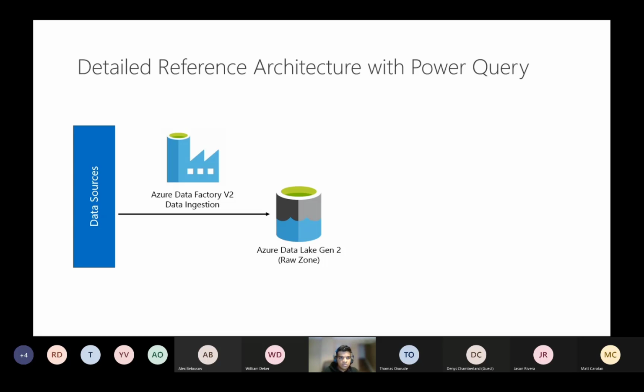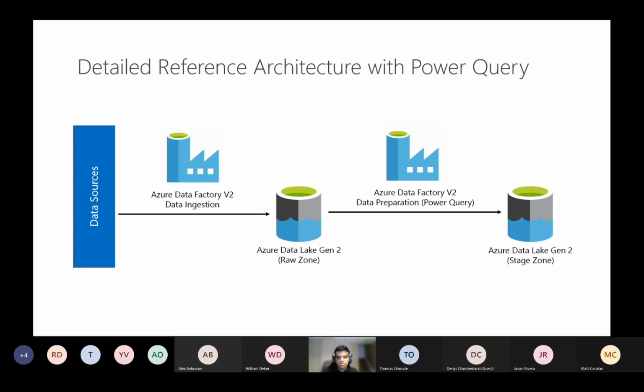So firstly, we have the multiple data sources, and data is ingested from multiple data sources into the raw zone, the raw section in Azure Data Lake, and the ingested data is referred to by the Power Query feature in Azure Data Factory for data preparation, and the prepared data is loaded back into the stage zone, or the stage section in Azure Data Lake. So that's just a detailed view of how the Power Query feature works. The data preparation with Power Query works with the Azure Data Lake.